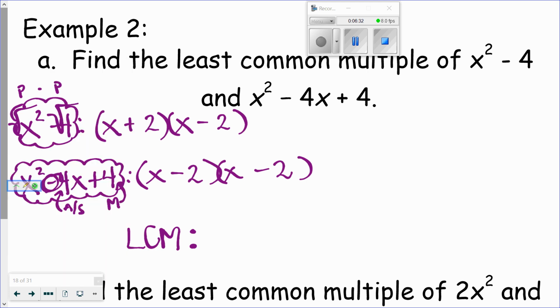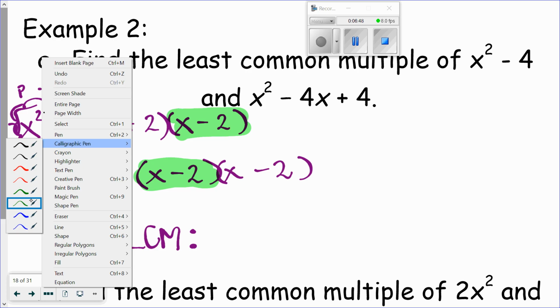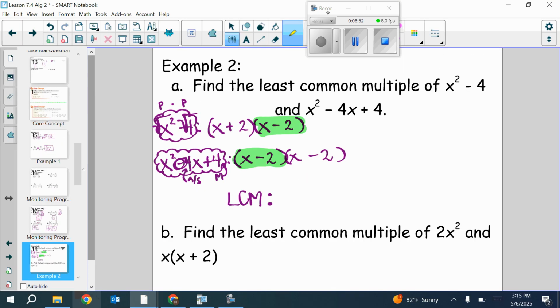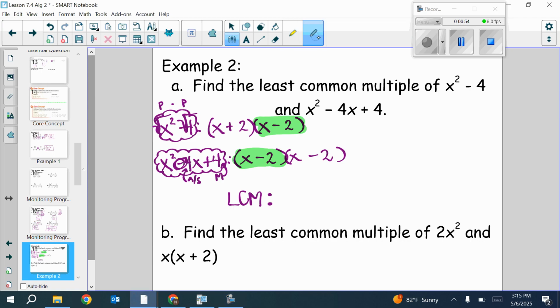And what we're going to do now is find our least common multiple by looking at what they have in common. If you look at this, you should see that they have just one x minus 2 in common. Now I know that there's another one, but whatever they have in common, you are going to write out, and you're only going to write it once.